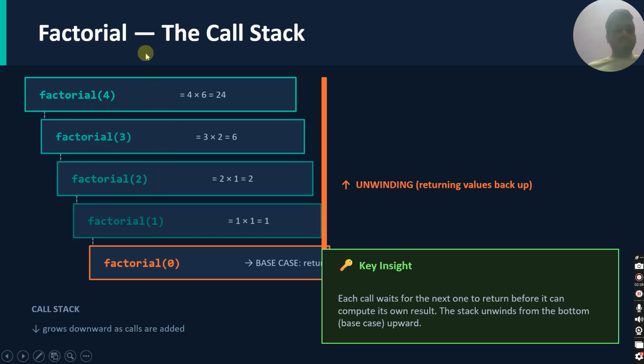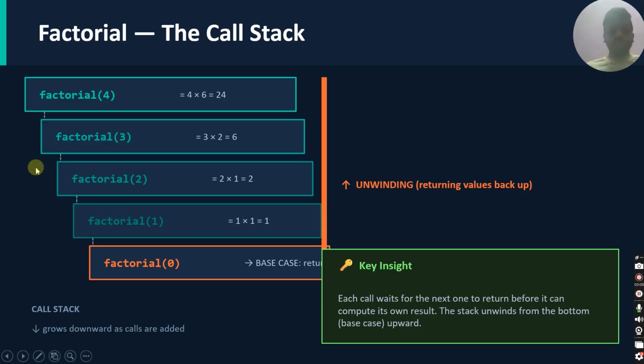So here you can see the same factorial problem with an example. Here is the base case: if it reaches 0, then the starting value for factorial is 1. For factorial 2, it is n into factorial of n minus 1, so 2 into factorial of 1. Like this it grows downwards as calls are added. Each call waits for the next one to return before it can compute its own result, and the call stack unwinds from the bottom upward.